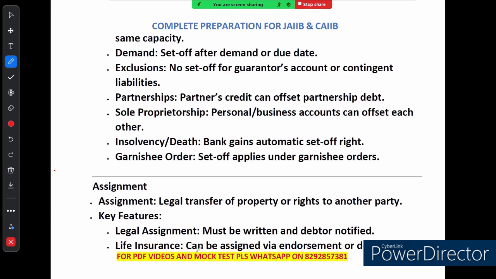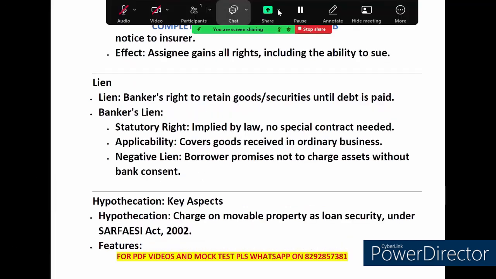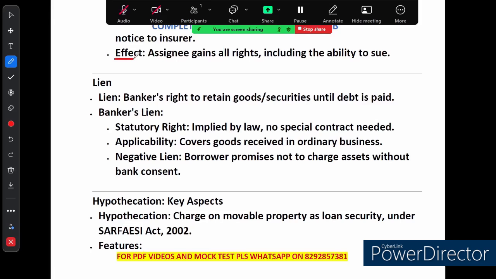And now for the case of life insurance, in life insurance you can assign your policy by endorsement or deed, right? But the insurer must be informed. Now what is the effect? Once assigned, the new owner, that is the assignee, gets all the rights, including the right to sue if needed.